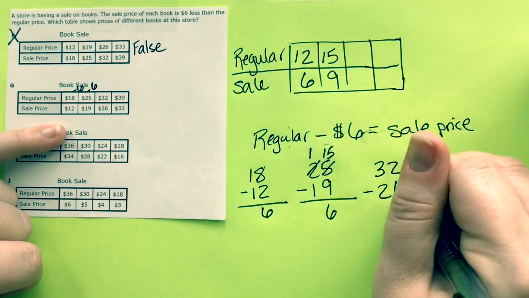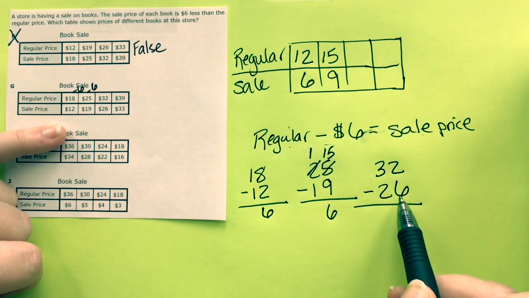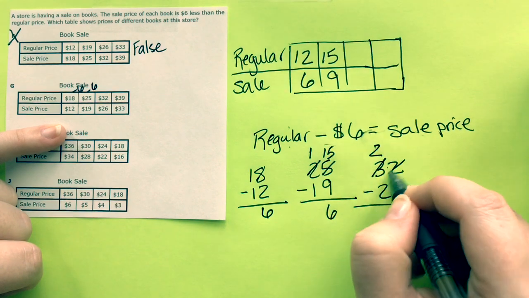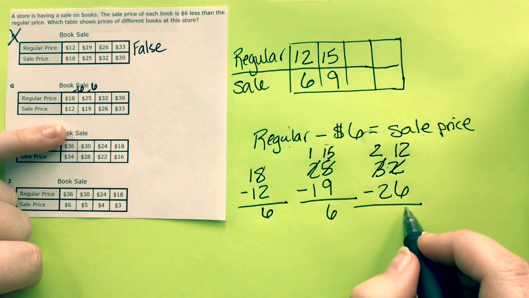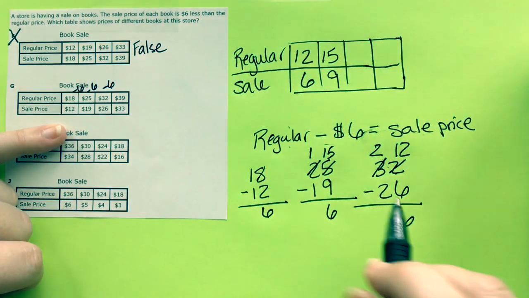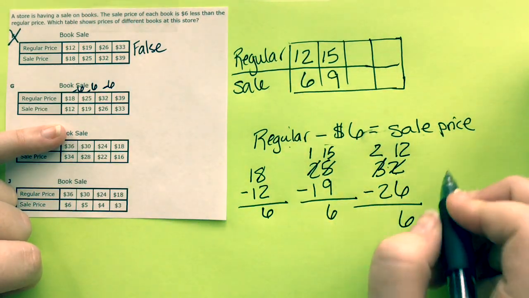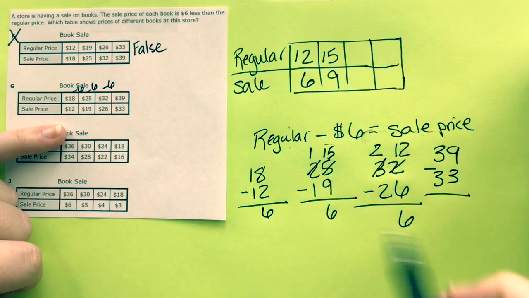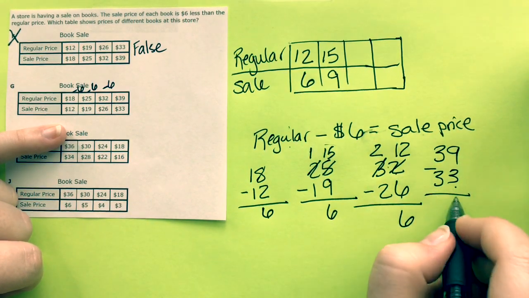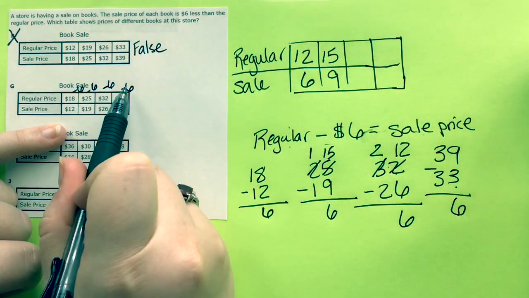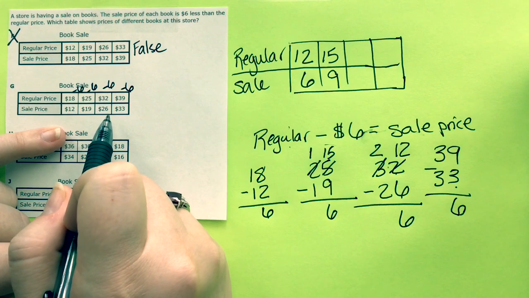So I know 25 minus 6 gave me 19. 32 minus 26. 2 minus 6, I know again I can't do that. My bigger number is not on top. 3 becomes a 2. 2 becomes a 12. 12 minus 6 is 6. So again, that one would be correct. And then the last one is 39 minus 33. Well, 9 minus 3 is 6. Well, each one of these regular prices minus 6 gave me that correct sale price.